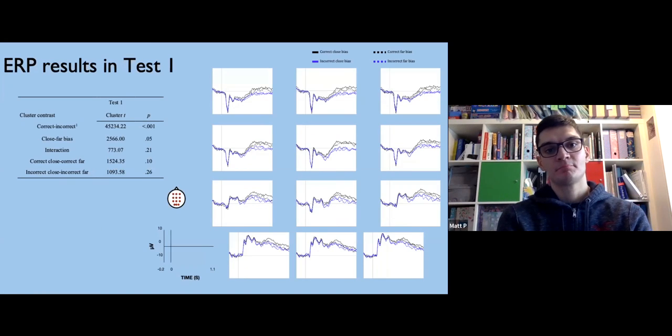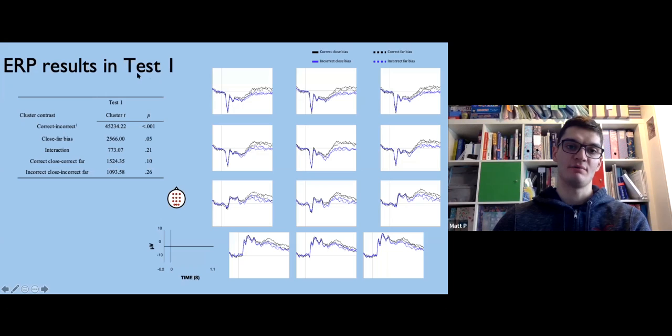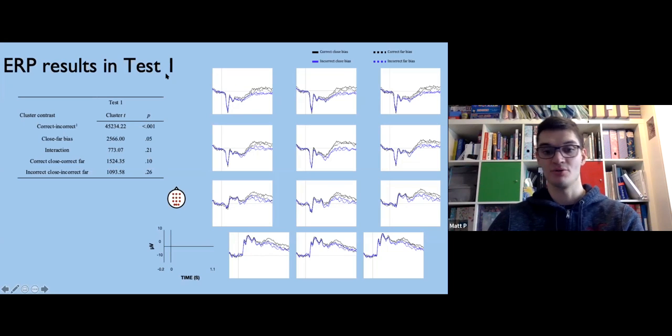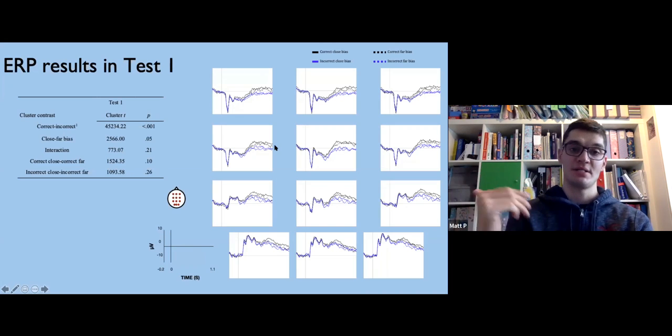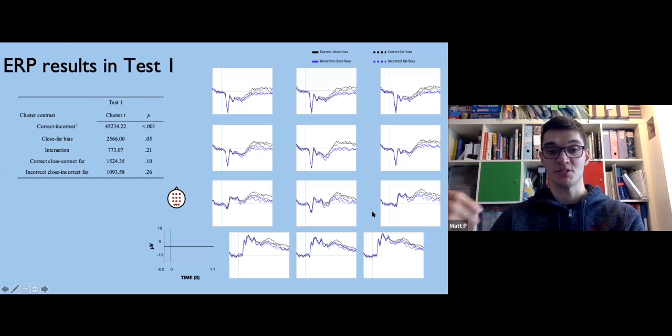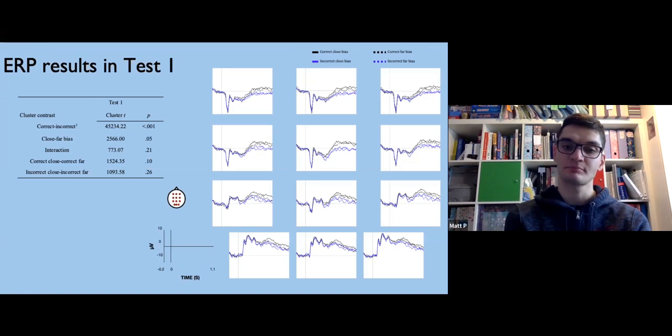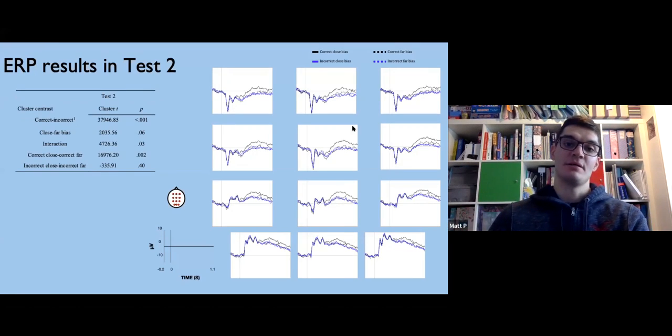So the ERP results then for test one, which is also known as the refresh recognition task. The ERPs in this task generally corresponded to distinguishing between correct and incorrect responses. There was a positivity seen across the scalp for trials where participants correctly selected targets compared to incorrectly selecting a distractor face. A similar pattern was shown during test two as well, where ERPs were generally more positive for correct compared to incorrect responses.